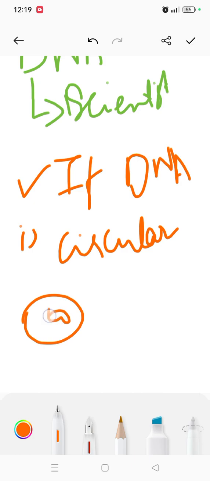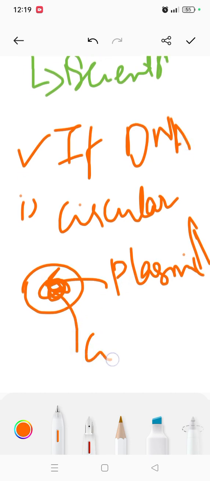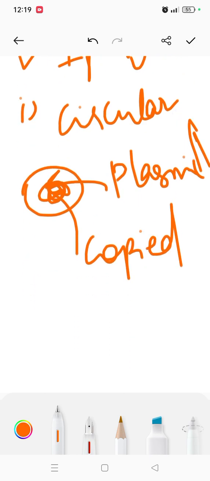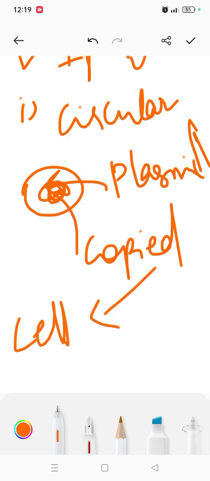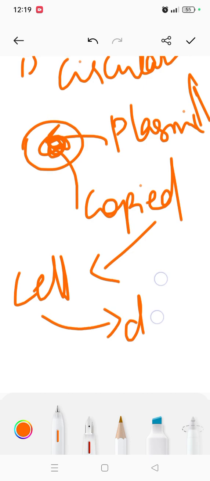If the DNA is in circular form, that's called a plasmid. This can even be copied, which means they can copy themselves, and they get an ability to be received by other cells and passed to the descendants. So if it is circular DNA, that's called a plasmid, and that plasmid can copy itself and can transfer from one cell to another.